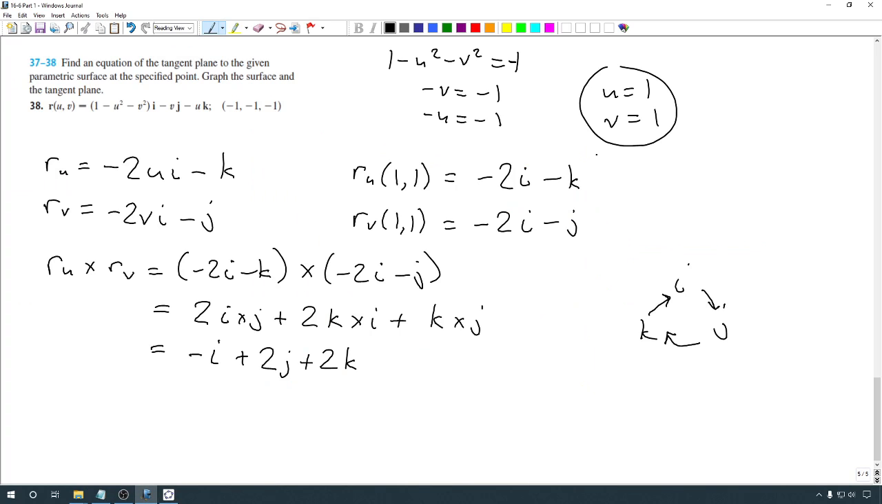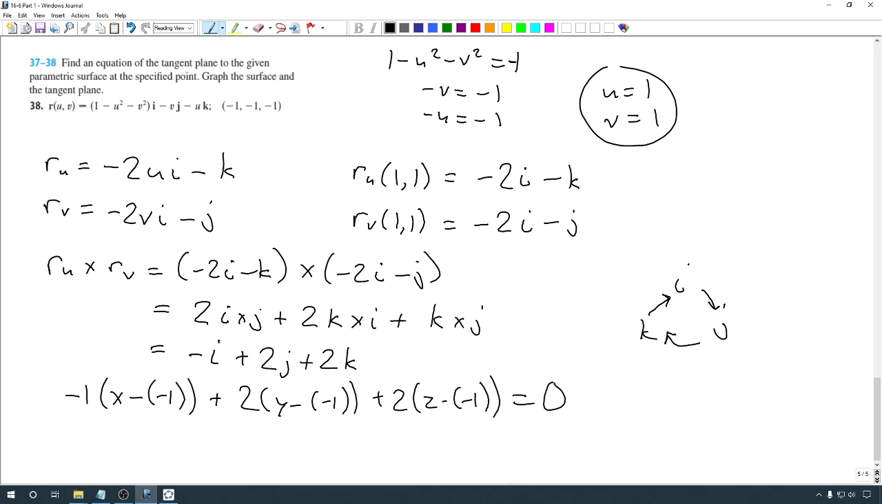But the point here is that this vector here is normal to our tangent plane. That means we can go ahead and find the equation of the tangent plane by using those as coefficients, and we take x minus, well, we're taking the negative ones here, so x minus negative 1 plus 2 times y minus negative 1 plus 2 times z minus negative 1, that it will equal 0. Or basically, we just have negative x plus 2y plus 2z.